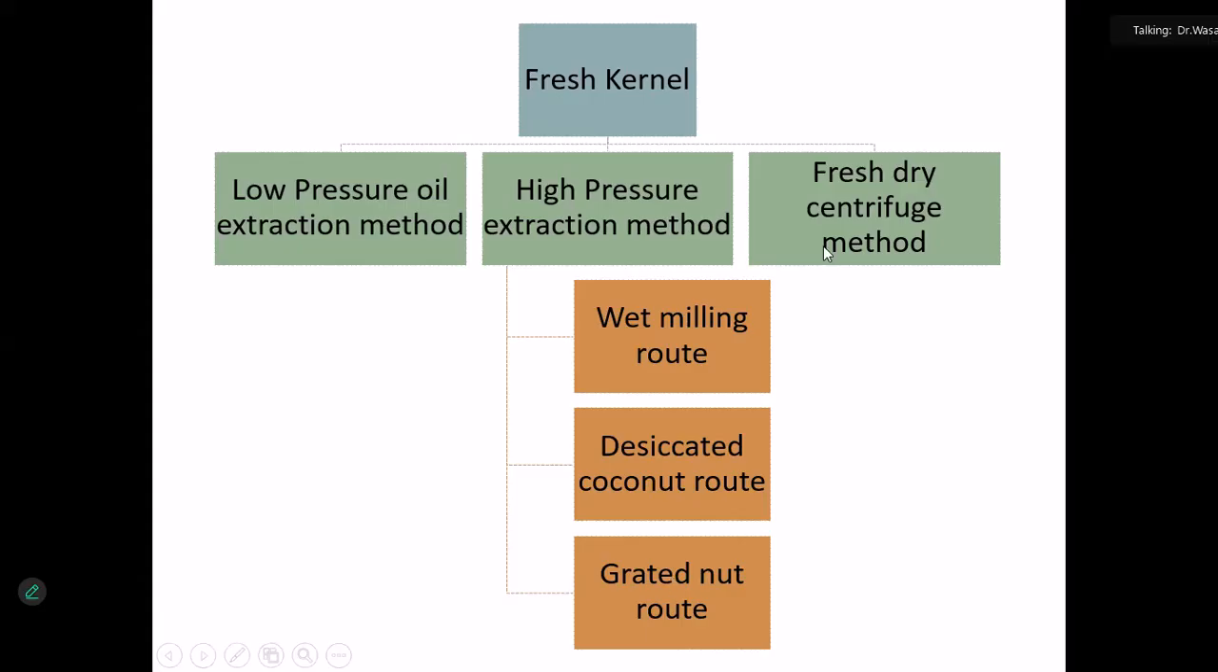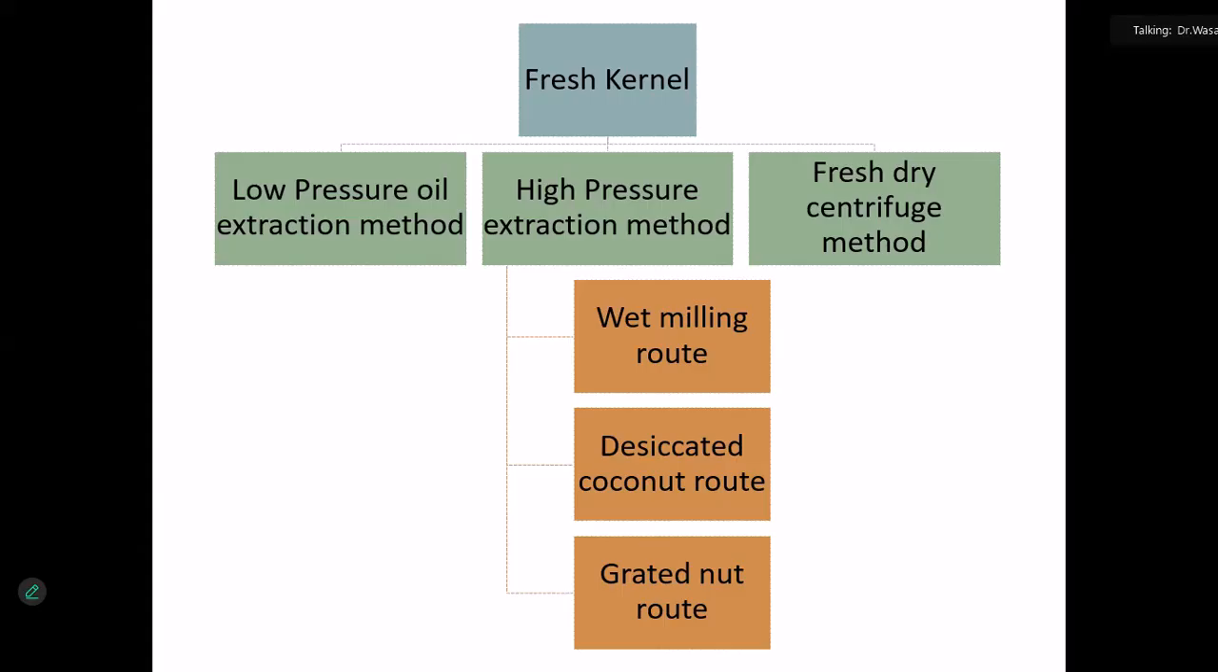Finally, another method, press dry centrifuge. What you do there, this press dry kernel, you first convert into paste, P-A-S-T-E. Put the paste into a centrifugal machine and rotate at very high RPM. Then what happens? Oil comes up, water comes down, skim milk goes down. That is press dry centrifuge.